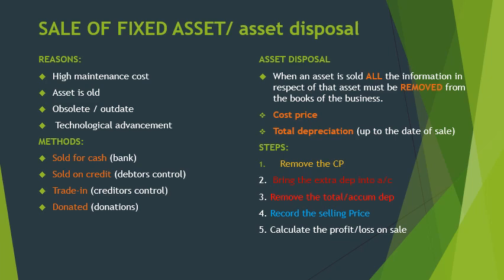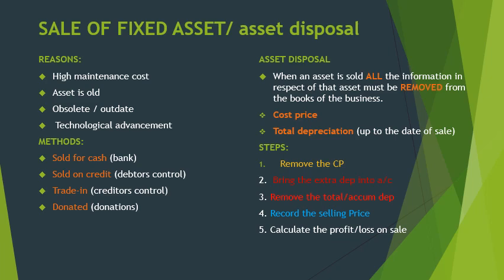Now, we need to understand the concept of asset disposal. What it means is, when an asset is sold, all the information in respect of that asset must be removed from the books of the business. We are referring to the cost price. It must be cancelled from the costs of all the assets that we have. The total depreciation charged up to the date of sale must be removed from the accumulated depreciation account.